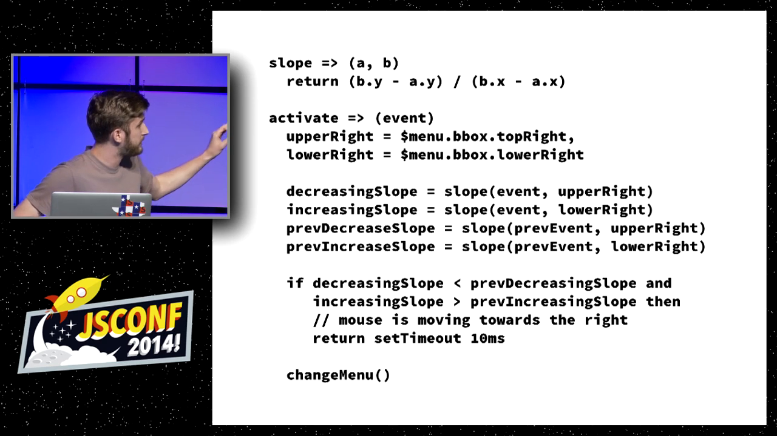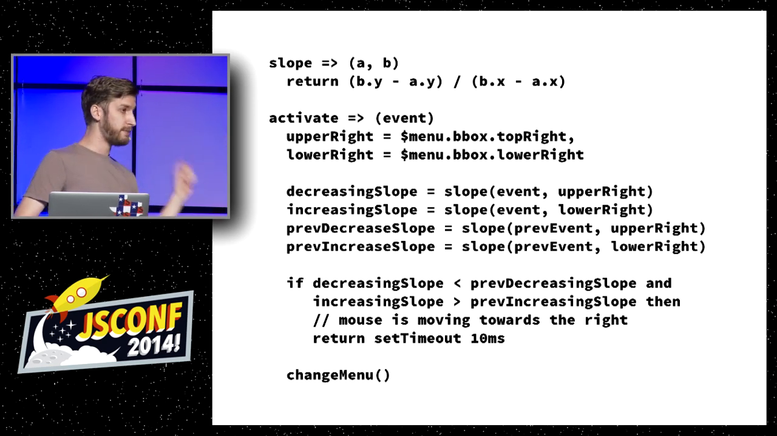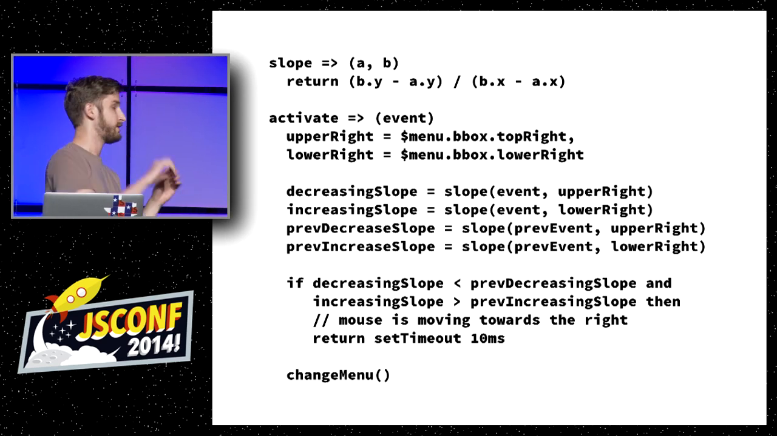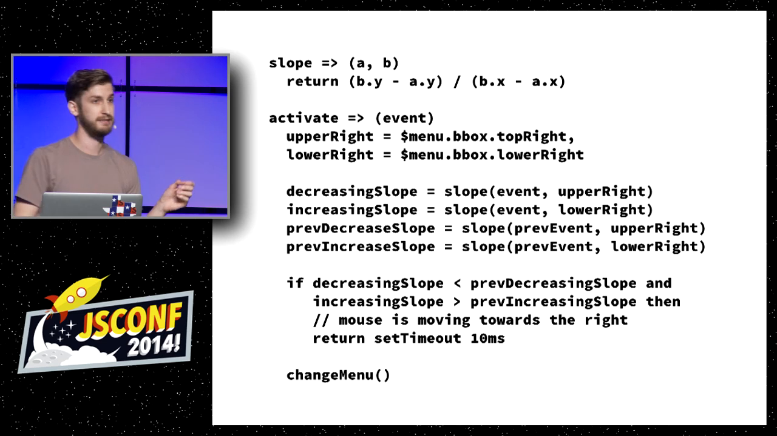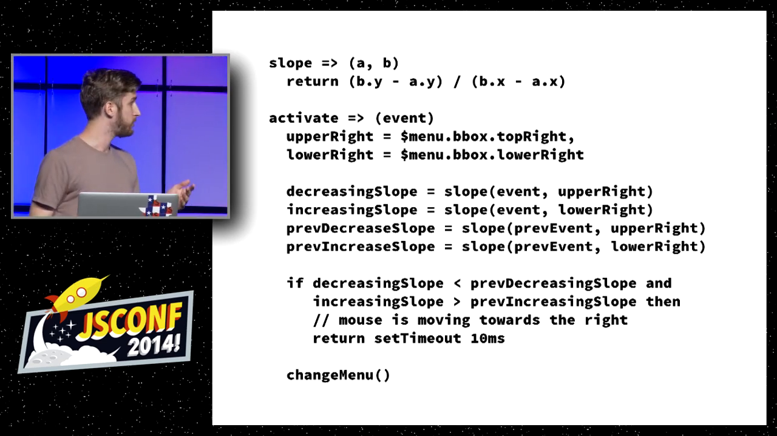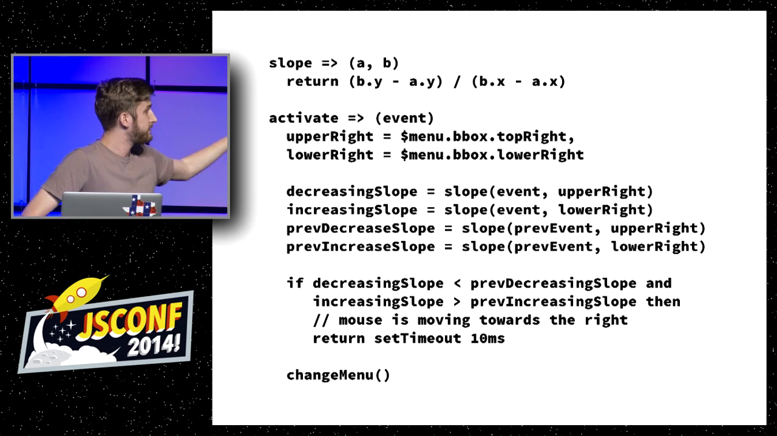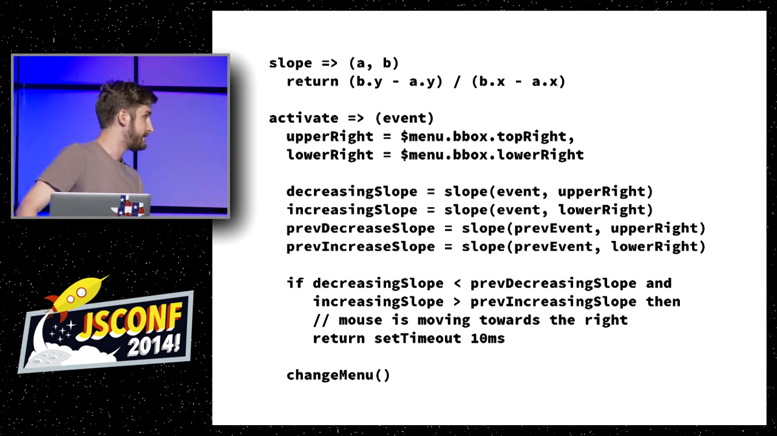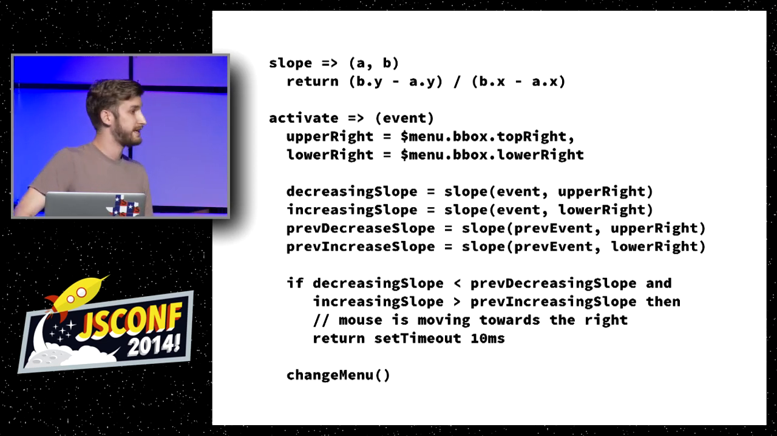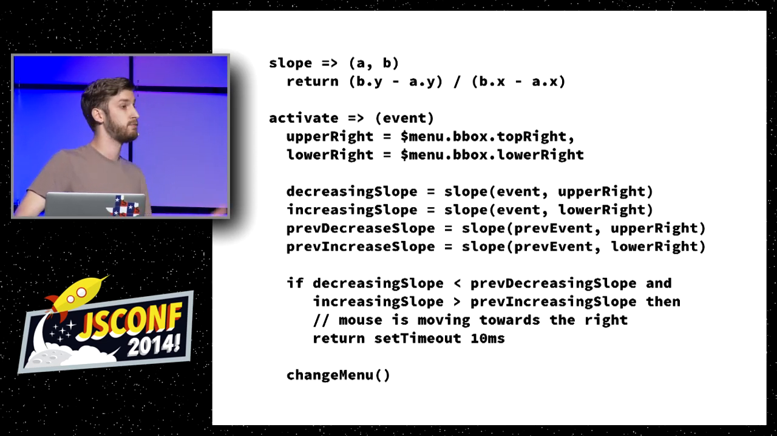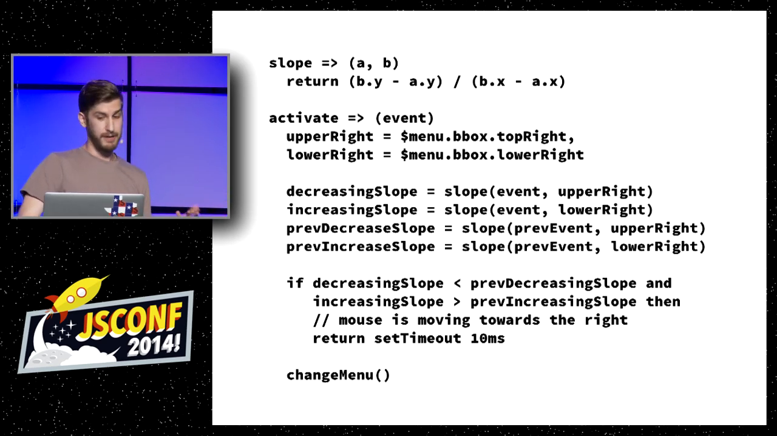What I'm doing here, and I'll show you a visual of this, is tracking the increasing slope from the mouse pointer to the upper right and from the mouse pointer to the bottom right. We want to check to see if the slope is increasing or decreasing over time. So if we're moving towards the right, so if the decreasing slope is less than the previous decreasing slope and the increasing slope is greater than the previous increasing slope, then we just set a timeout for 10 milliseconds and give them more time to make their way to the menu, because we can safely deduce that the mouse is moving to the right.